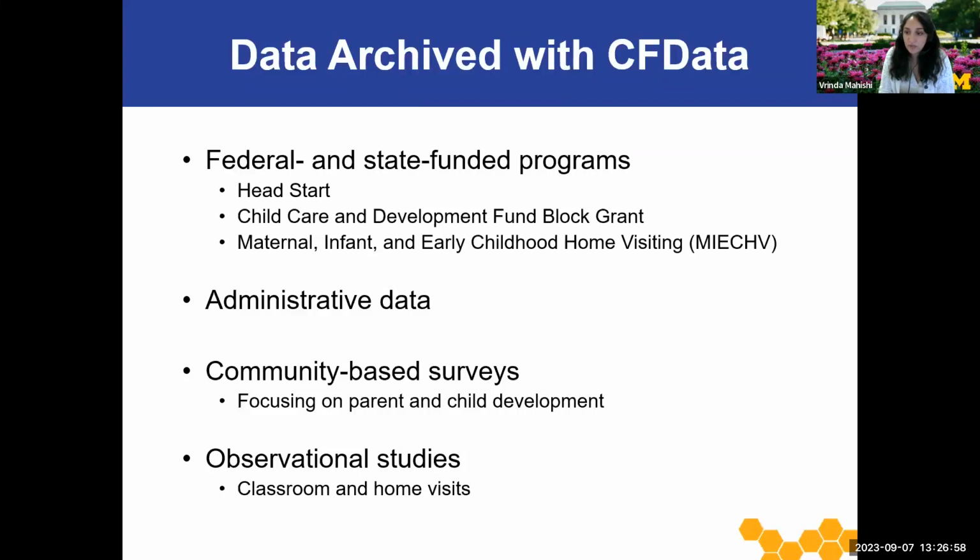CF Data has a range of data, including on federal and state-funded programs, such as Head Start, the Child Care and Development Fund Block Grant, and the Maternal, Infant, and Early Childhood Home Visiting Program. We also have administrative data, community-based surveys focused on parent and child development, and observational studies in classrooms and homes.